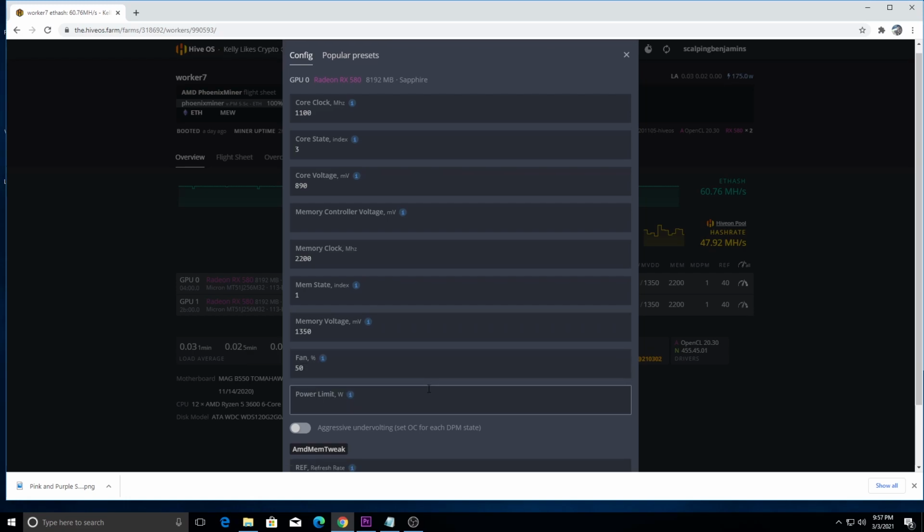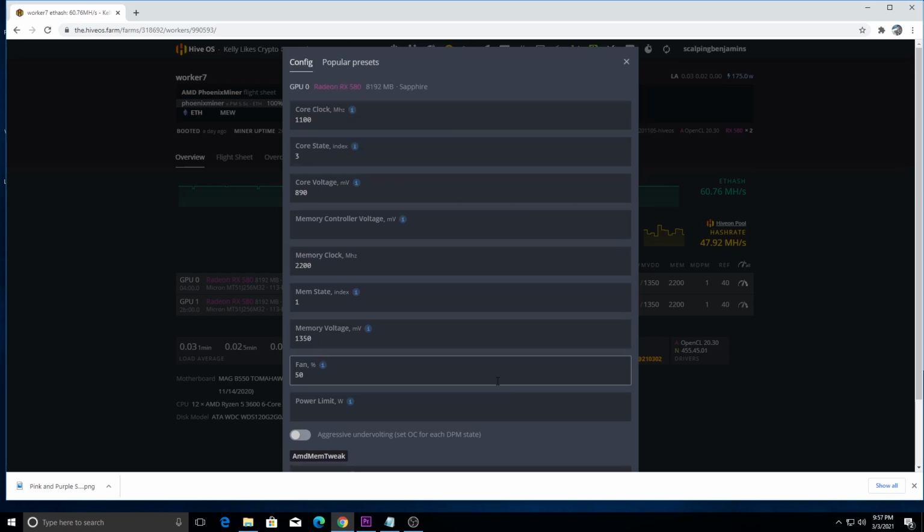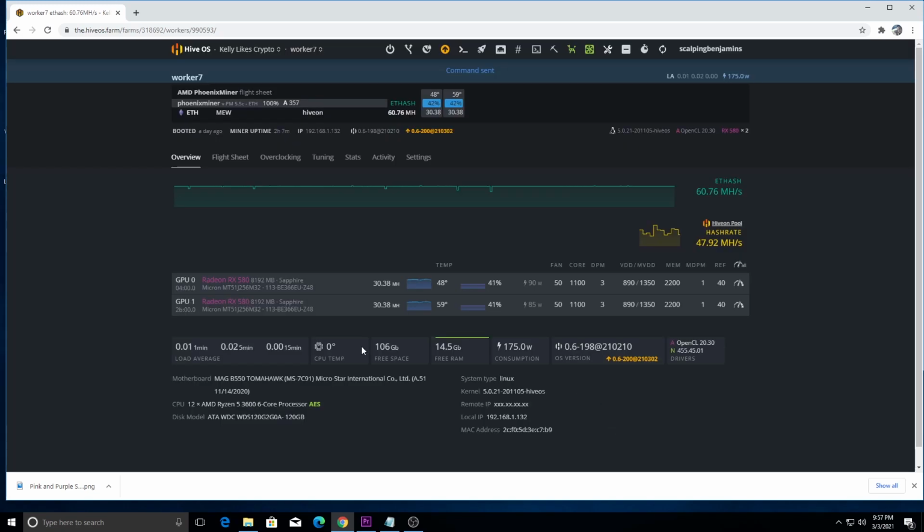You can leave that blank. And oh yeah, this guy down here, the AMD mem tweak is at 40. So I'm really super stoked with that result, because on these cards you're usually getting 28, 29, but I'm getting 30, and they're not BIOS modded. So that's really awesome. All right, let's look at the NVIDIA cards.